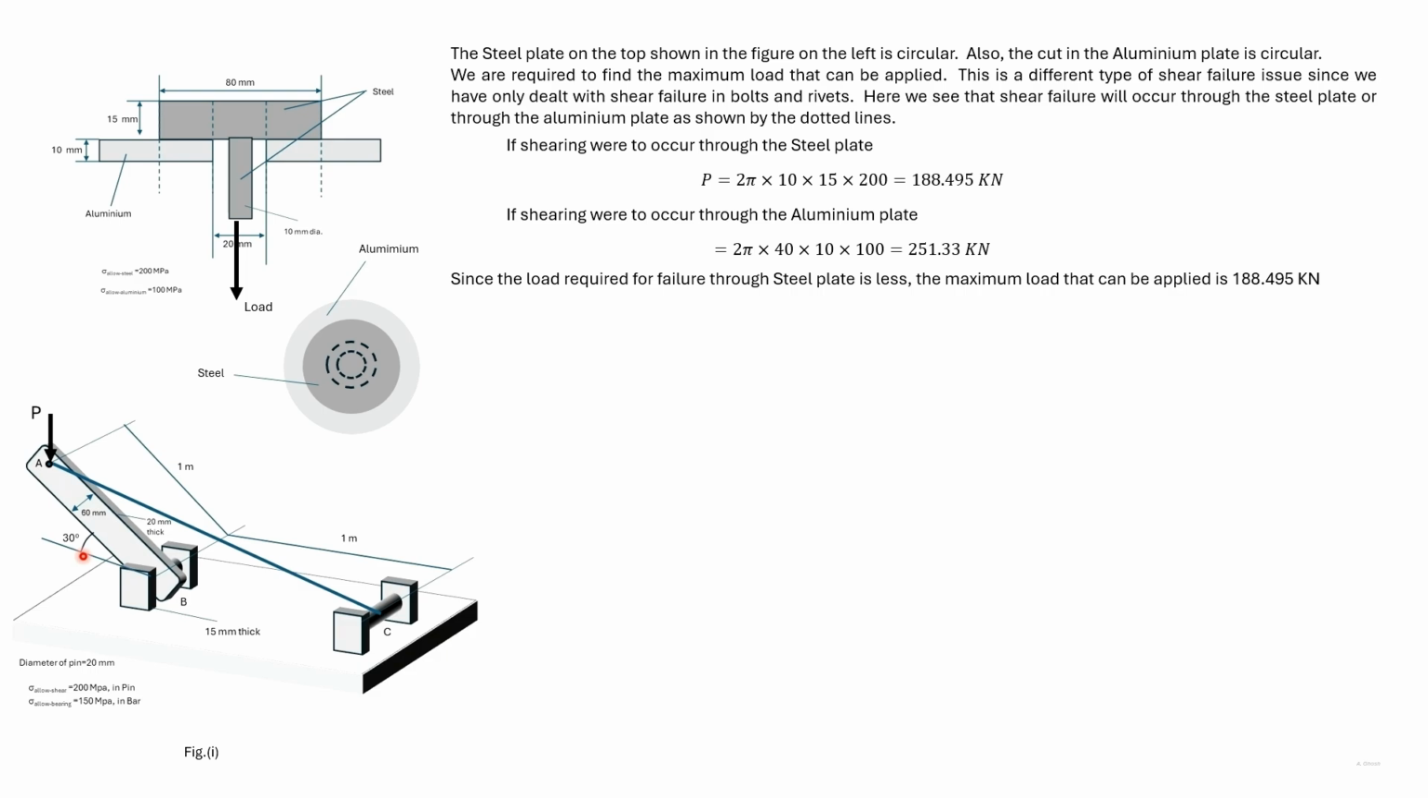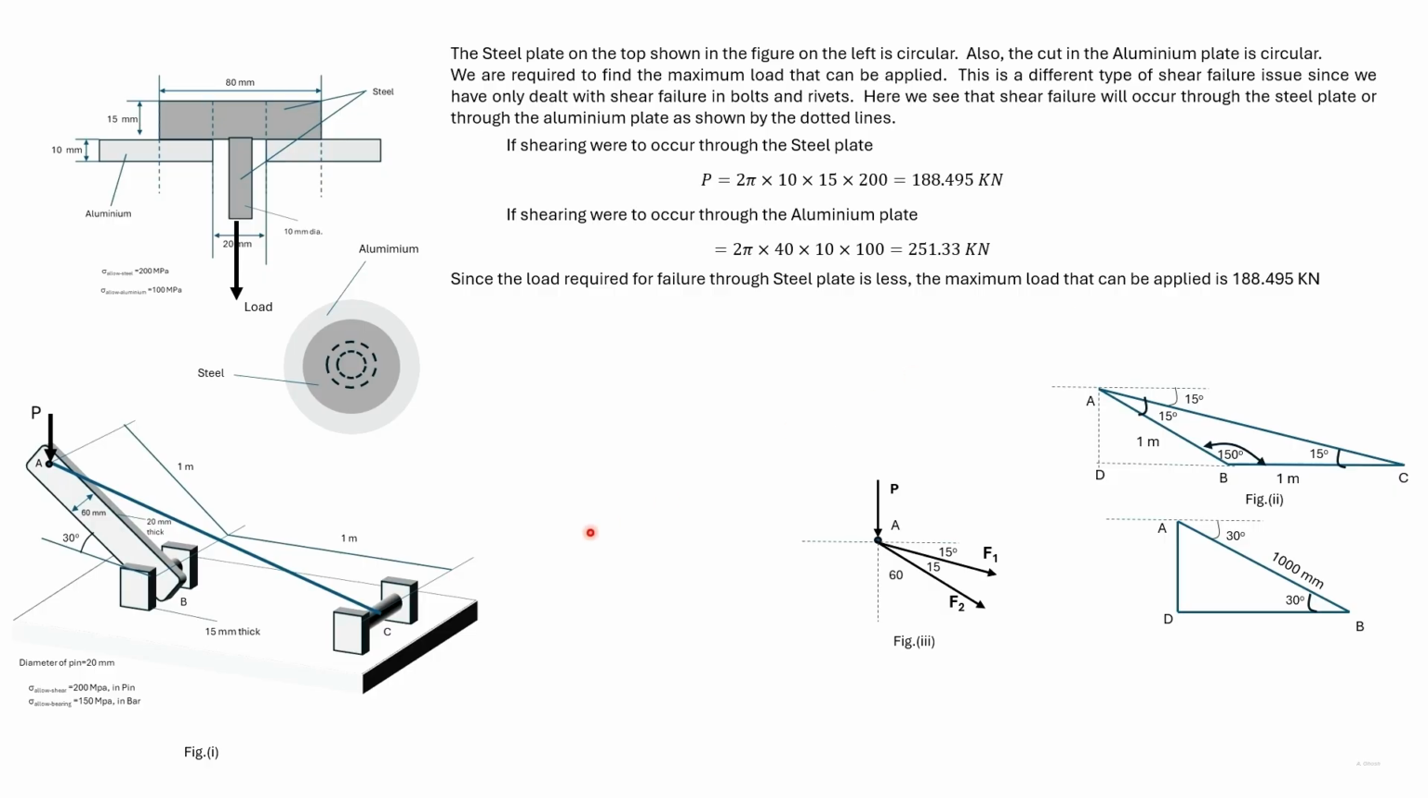This angle is given as 30 degrees and the length is 1 meter, and this is also 1 meter. To start with, we look at some geometry. So if this is AB and if we take a point D here, then this is 1 meter and this is 30 degrees. And now the whole arrangement here, this is AB and this is AC.